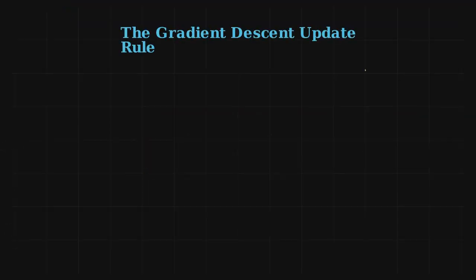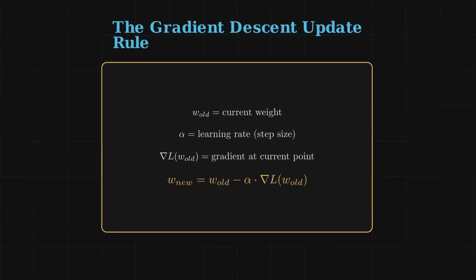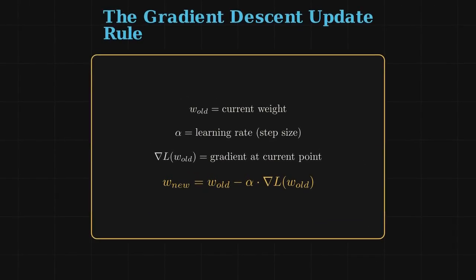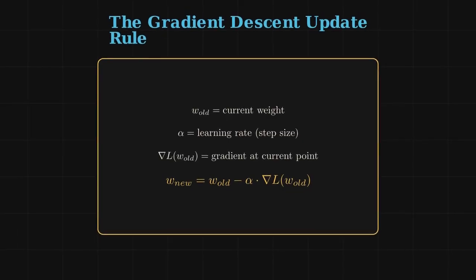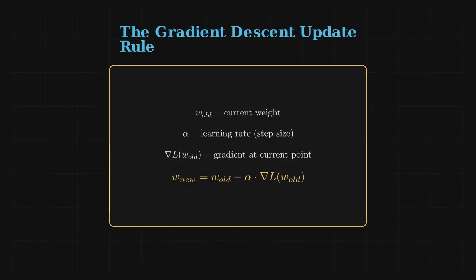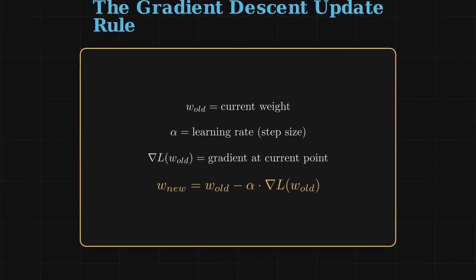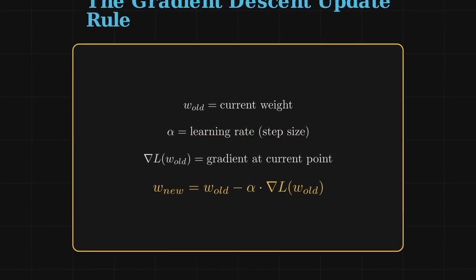Each step follows one elegant formula: new weight equals old weight, minus the learning rate, times the gradient. The learning rate, alpha, scales how big each step is. Subtract that scaled gradient from the current weights, and you move a little closer to the valley floor. Repeat this update again and again until the loss stops shrinking.